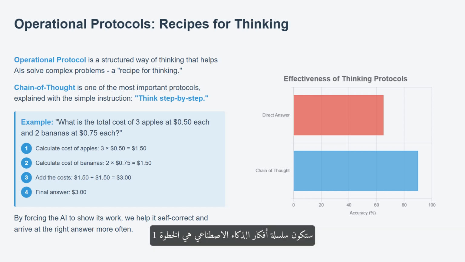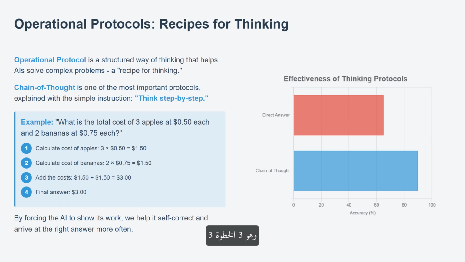The AI's chain of thought would be, Step 1, identify the number of shirts, which is 5. Step 2, identify the number of pants, which is 3. Step 3. To find the total number of unique combinations, I must multiply the number of shirts by the number of pants. Step 4. 5 multiplied by 3 equals 15. Therefore, I can make 15 different outfits.